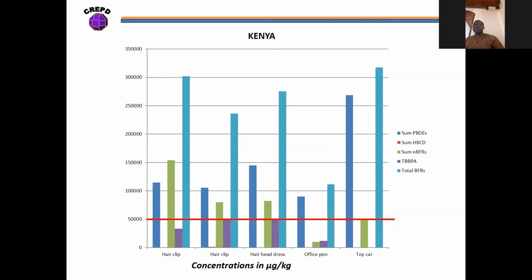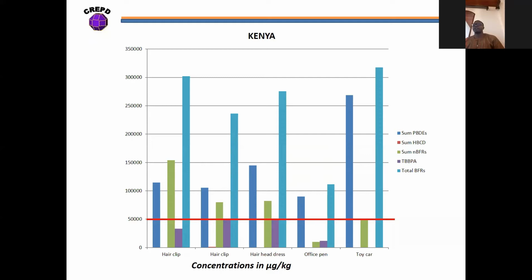This slide presents data from Kenya. From Kenya, we remark that we have a toy car that has a very high concentration of the sum of PBDE, and we know that this is in contact with children. It is about 250 ppm, that is more than 5 times the limit value promoted by the African region. And we still detect them in all other products that we got from this country.